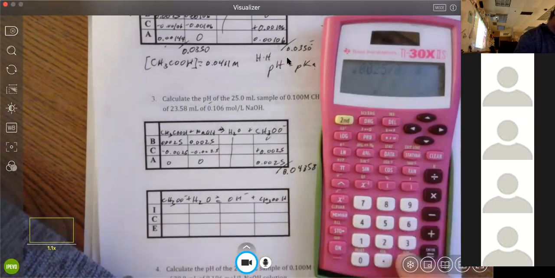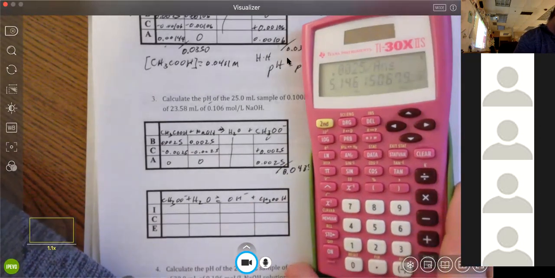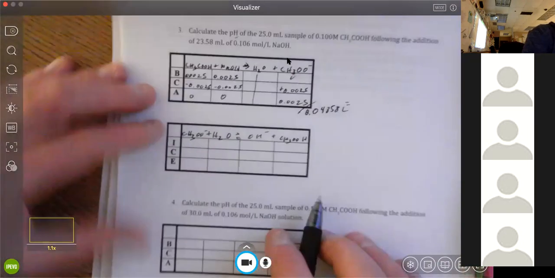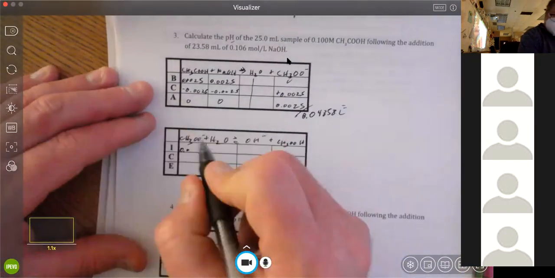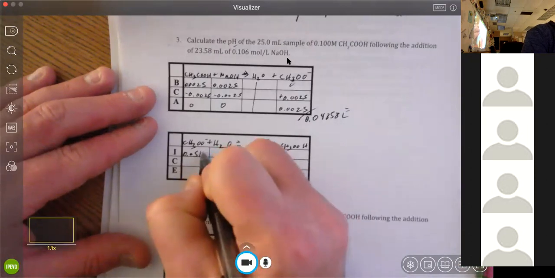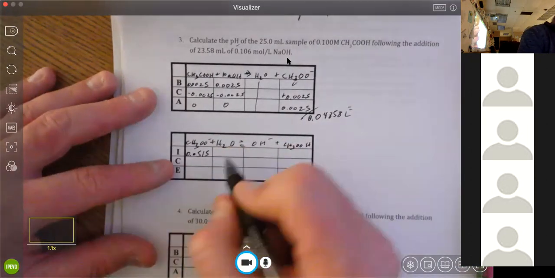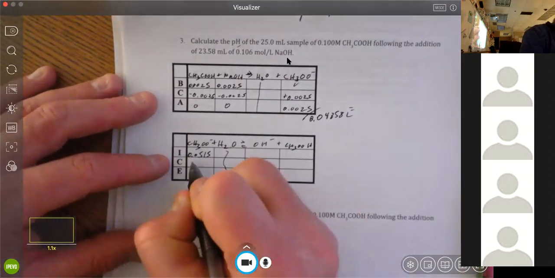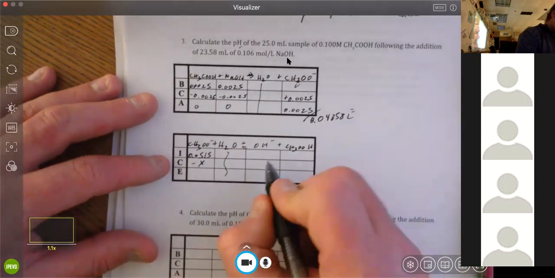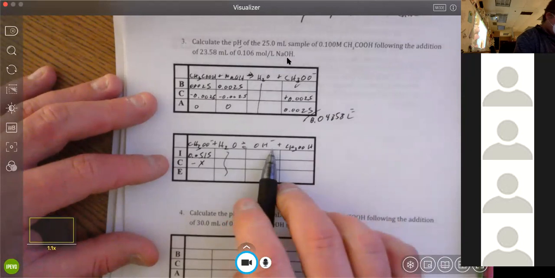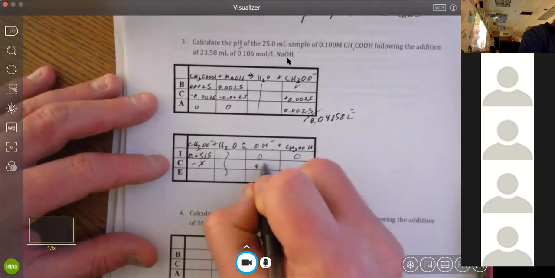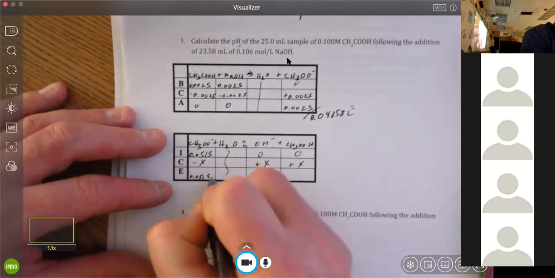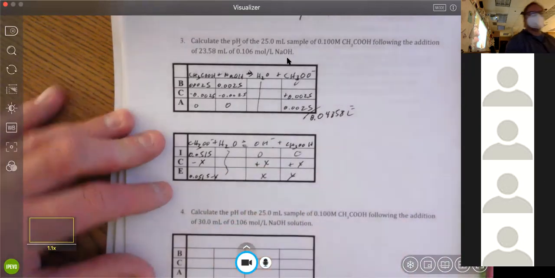0.0025 divided by that gives us 5.146 times 10 to the negative second, 0.0515. And we don't care about this. After this forms, what's going to happen? Well, it's going to lose a certain amount, and these guys right here are going to gain a certain amount. And then we're going to have 0.0515 minus X, and we're going to have X, and we're going to have X.